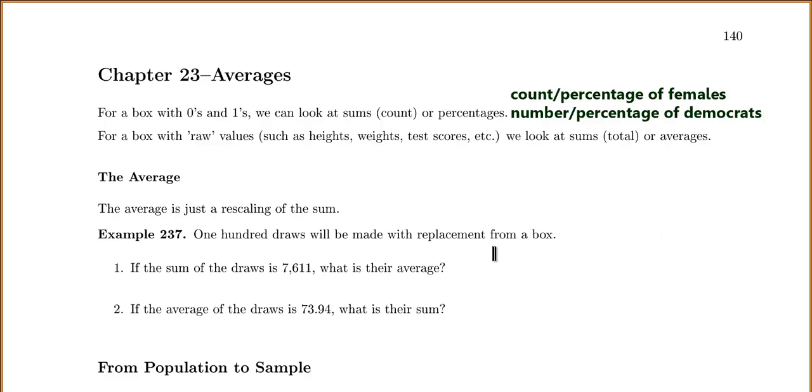So for example, 237, 100 draws are going to be made with replacement from a specific box. Now, number one, if the sum of those draws is 7,611, what was their average? Well, how do you go from a total to an average? Or how do you even find an average? An average is just equal to, you add them all up, so the sum, and then you divide by how many there are, which would be the number of draws. That's the formula we've always done for average. You add them all up and divide by how many there are.